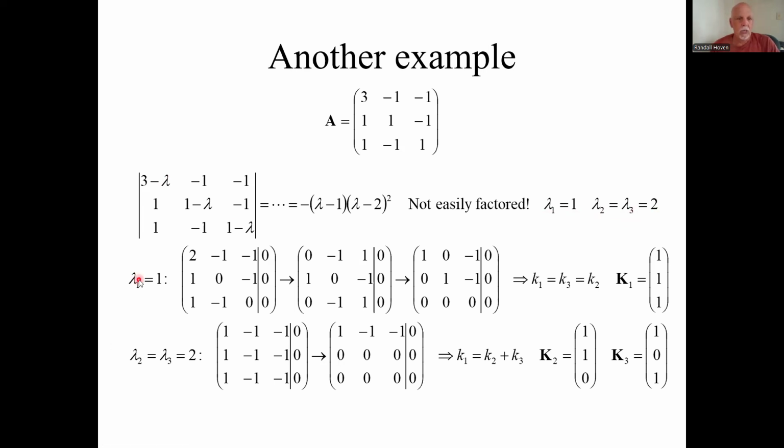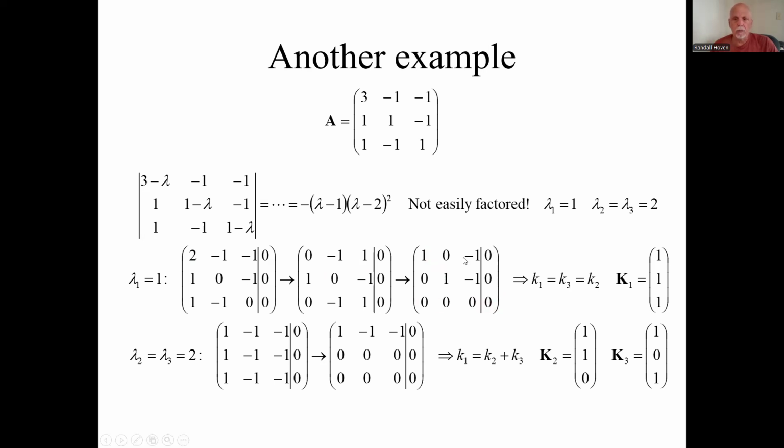Let's see, lambda 1 equals 1. I'll subtract 1 from these diagonal guys. I'll get 2, 0, 0, right? The rest of them stay the same. Row ops, and they end up here. One row of all zeros, which I better always get. And for a distinct one, for a 3 by 3, I better only get one.